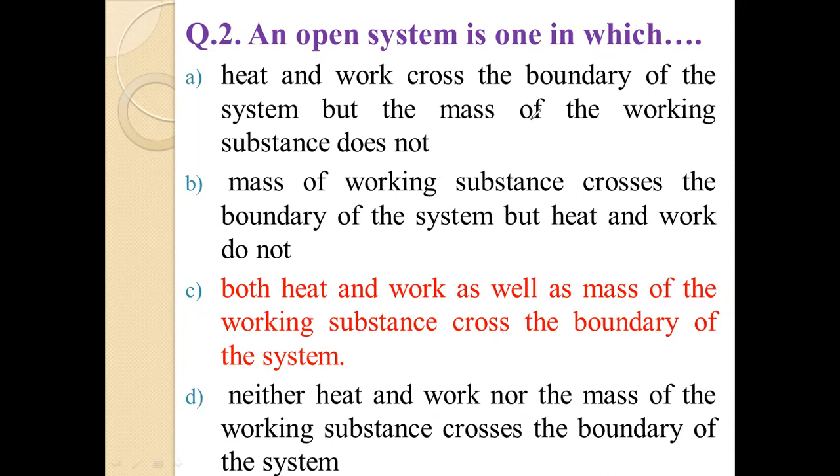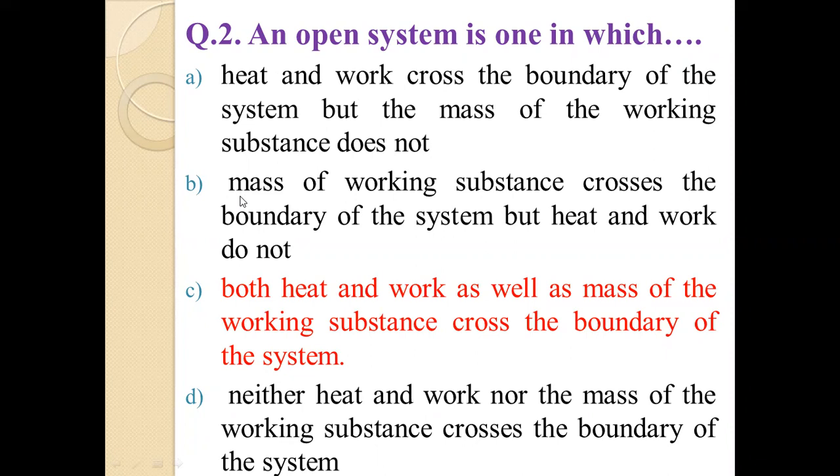In four options, the first option is heat and work cross the boundary of the system. This is correct for an open system, but the mass of the working substance does not. See, friend, here mass of the working substance does not cross means this is a closed system. Option A is a closed system. This is not the answer to the question.